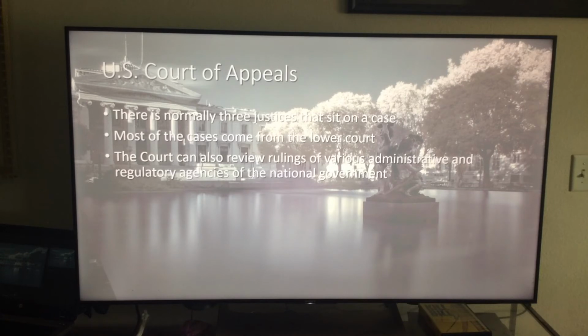So back to Chapter 4, the bureaucracies. If you do not like the rulings of those bureaucracies, you can go to the U.S. Court of Appeals and try to get those rulings overturned, like the IRS or Defense Departments, any of those agencies that we talked about in Chapter 4.